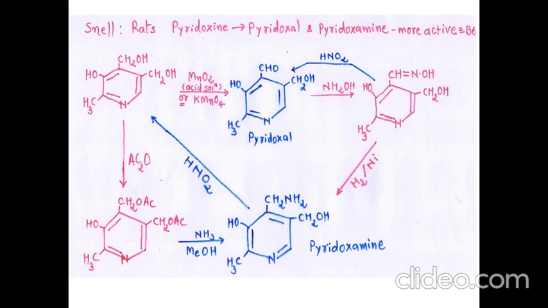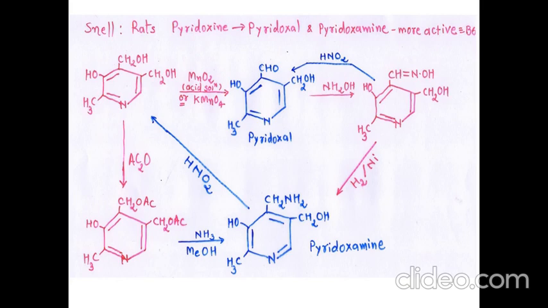Now the oxime derivative, which is the right hand side extreme top corner, when you allow it to react with H2 and nickel, friends, what will happen? There is a CH=N-OH. This will get converted into the corresponding amine. Hydrogens are added, forming CH2NH2 at position number 4. So this is nothing but your pyridoxamine. This structure is also equally or more reactive than vitamin B6.